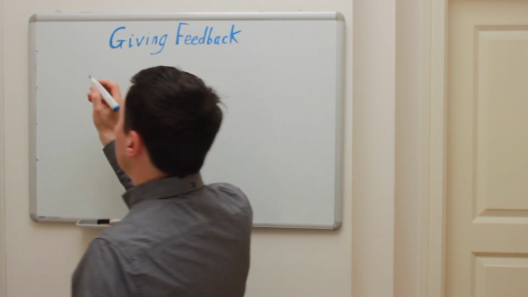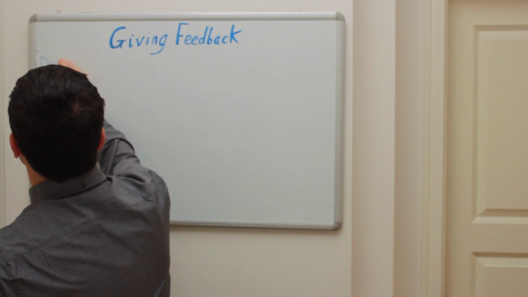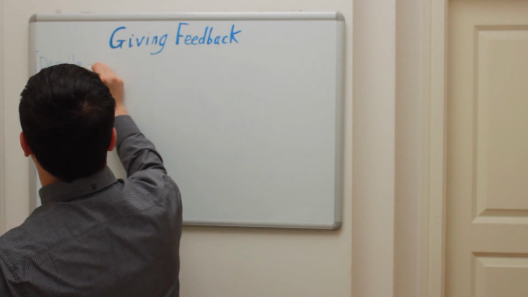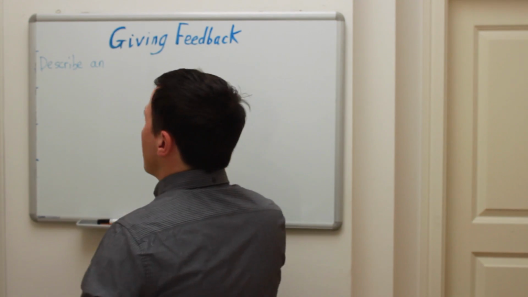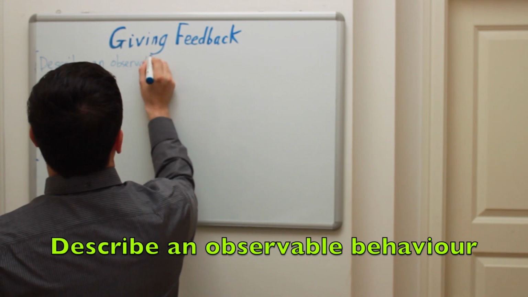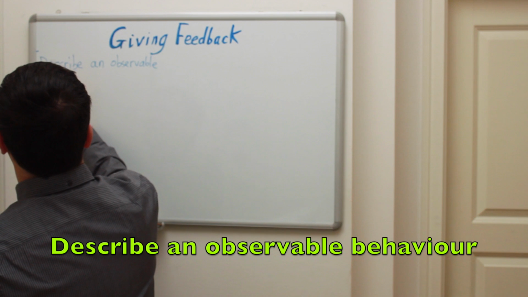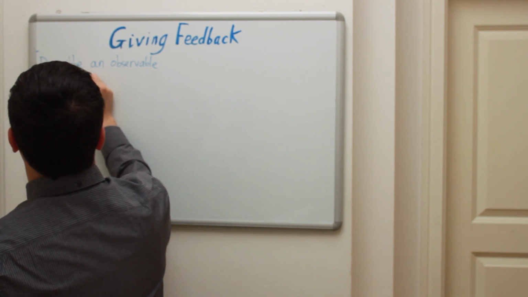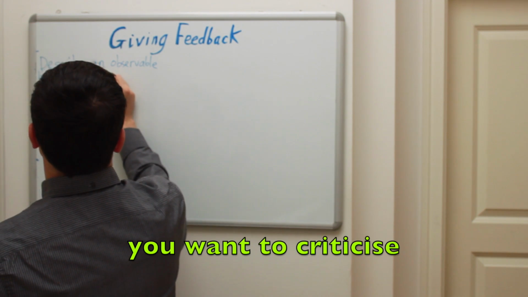The first step would be to describe an observable behavior you want to criticize.